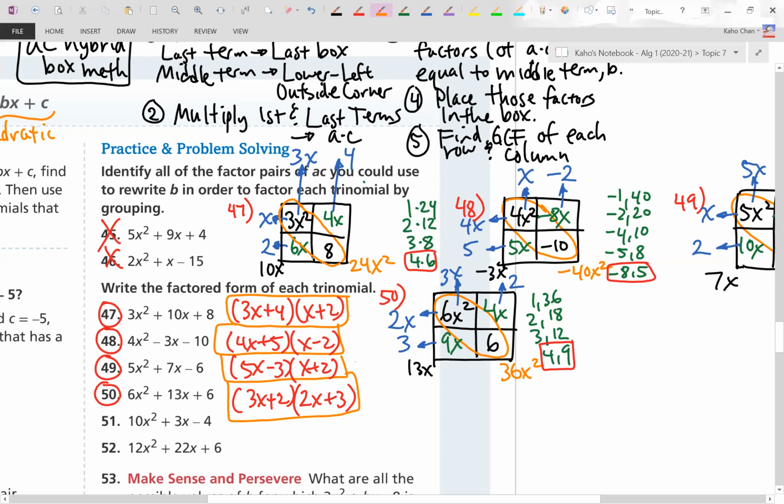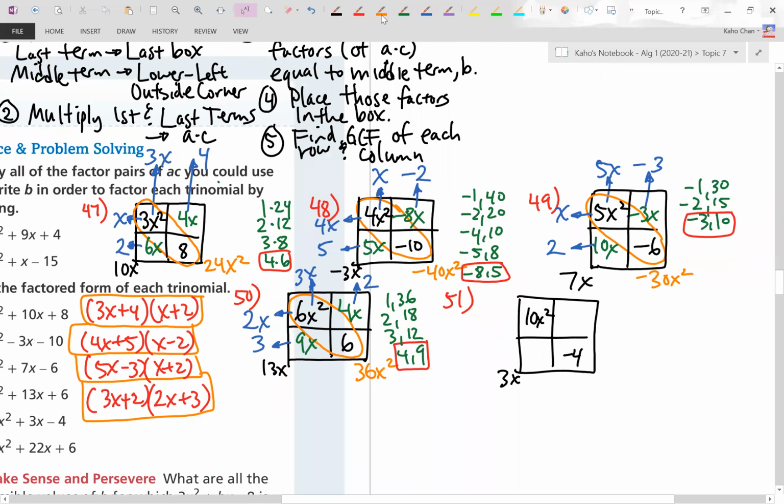Whew. All right, number 51 is next. Let's do that. 51, here we go. Draw a box. First term, first box. Last term, last box. Middle term, lower left-hand outside corner. Let's multiply the diagonal there, the AC. Those are the terms from the quadratic itself.